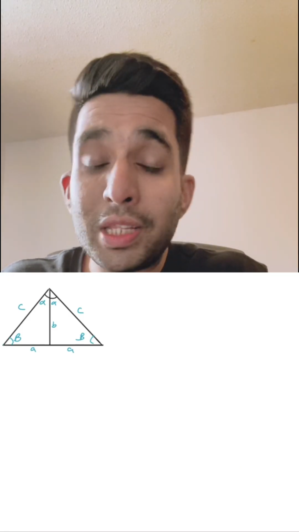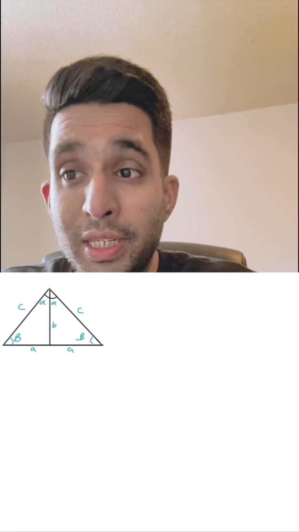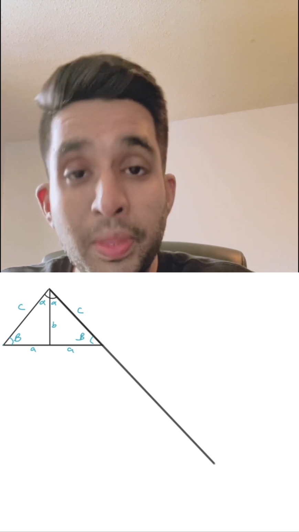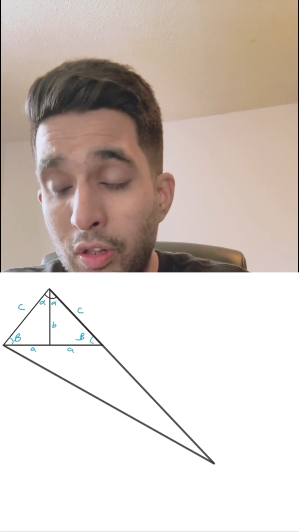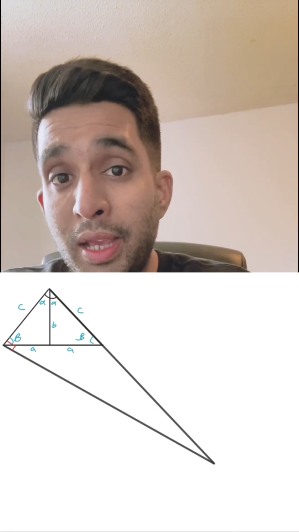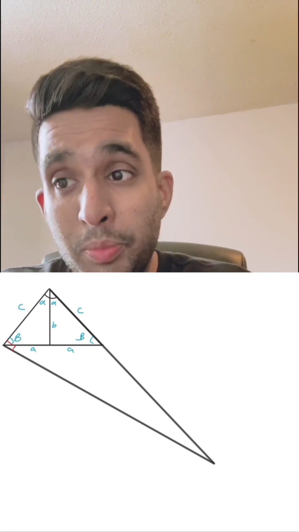So guys, we're going to start with the same isosceles triangle. First, we'll extend one of the sides in that manner. Then we'll extend the other side so that it forms a 90-degree angle. Now, since we know that alpha and beta add up to 90, this angle must be alpha.